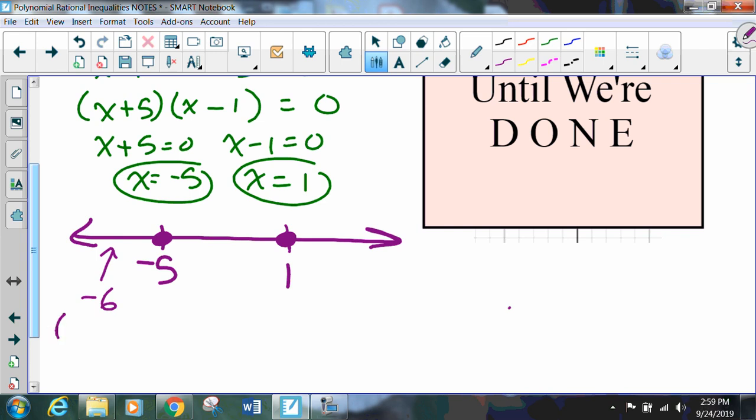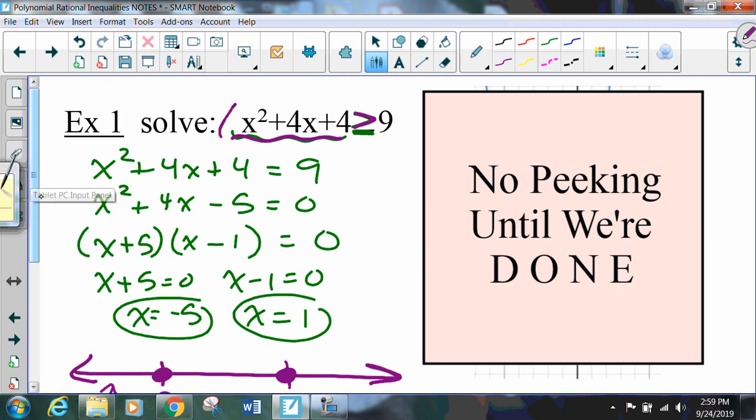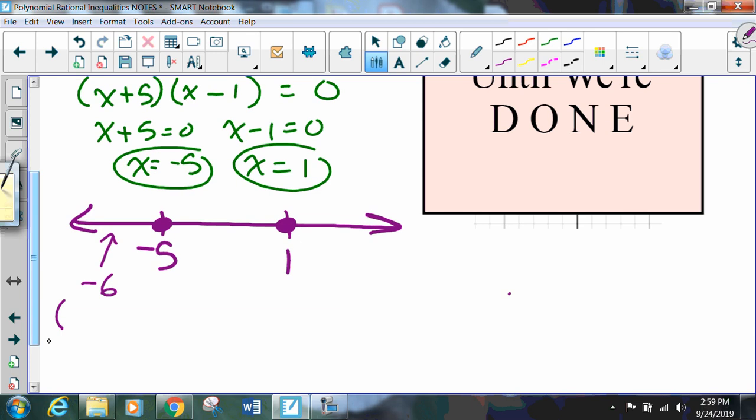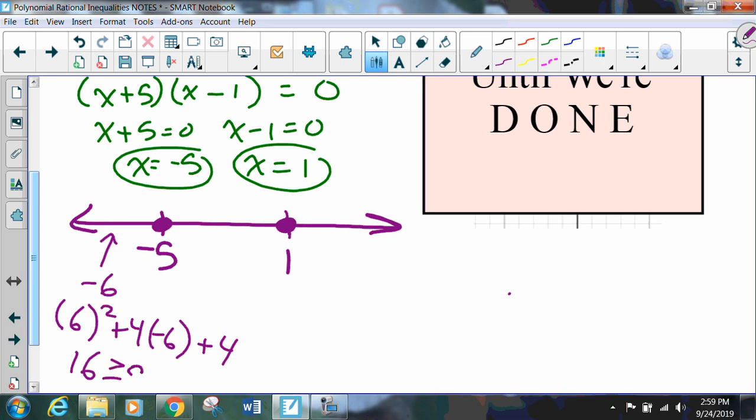That means I'm going back to this expression and plugging in -6 when I see x. So I have -6 squared plus 4 times -6 plus 4. I pick up the calculator, or I do it in my head, and I get 16. I ask myself, is 16 greater than or equal to 9? Yes. Welcome to the solution, the left side of -5.